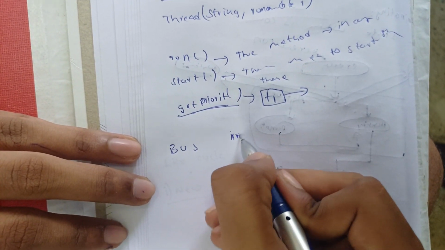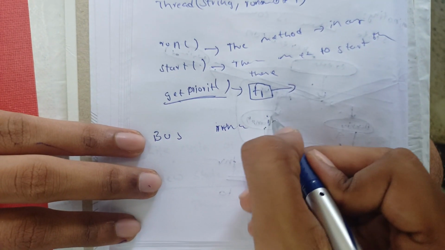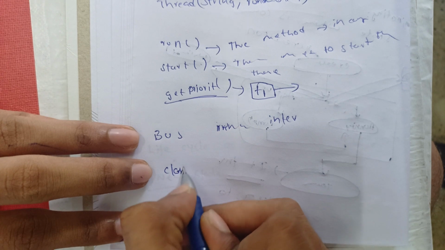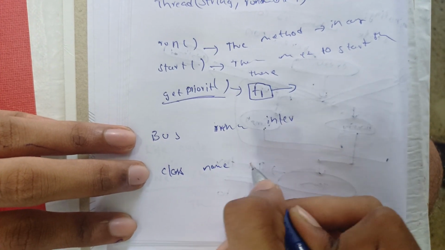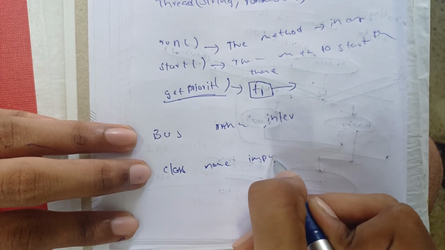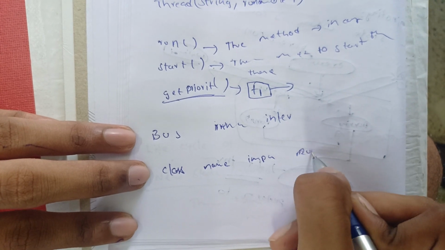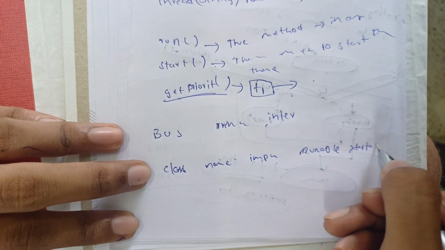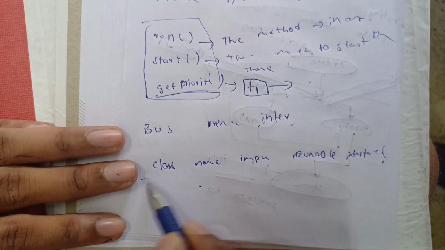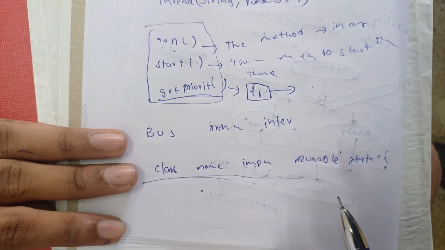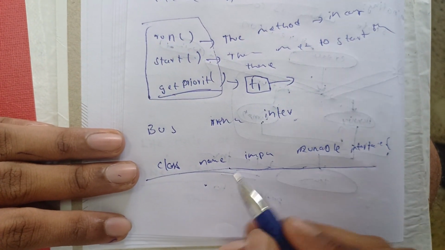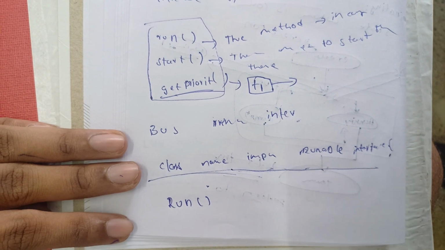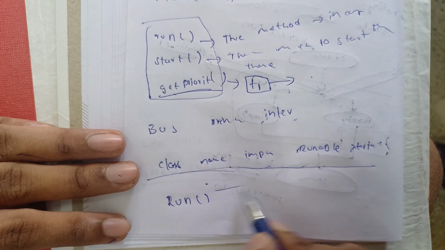Now using the Runnable interface. As you all know, to use any interface, we need to implement it. So we use the class name and implement the Runnable interface. This is the basic syntax. But in this case, we don't have many methods. In case of the Runnable interface, we have only one method called the run method. There will be no other methods in this Runnable interface.